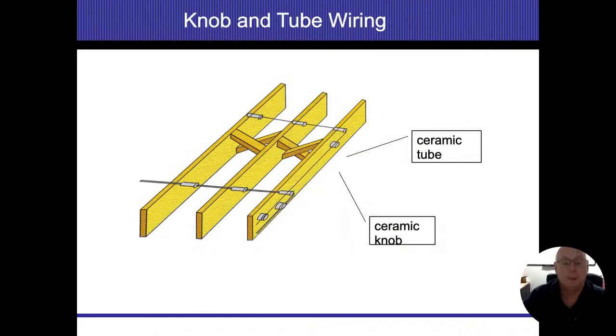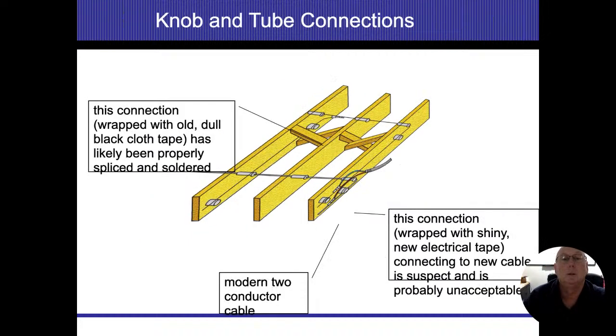The tubes get their name from where the wires go through the studs. So we're going to have a ceramic tube, and then the wires go through that so they don't get damaged by the wood itself in case it breaks. And again, the knobs are going to be those items there.